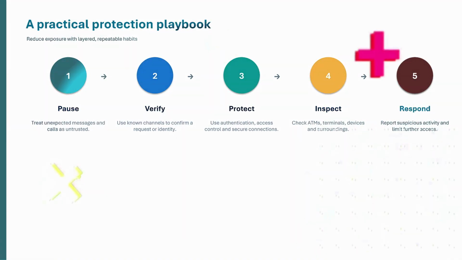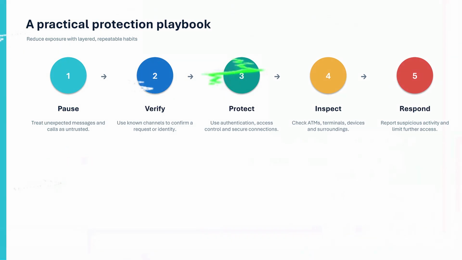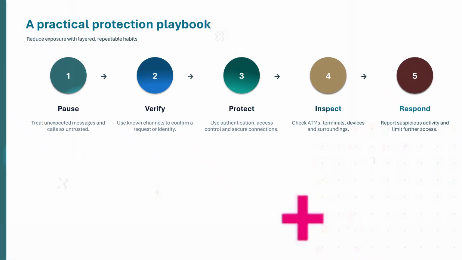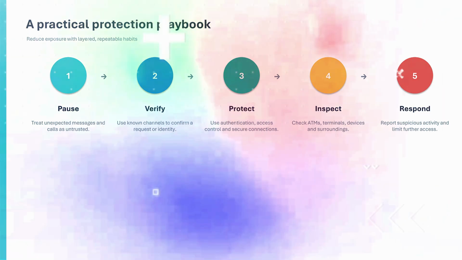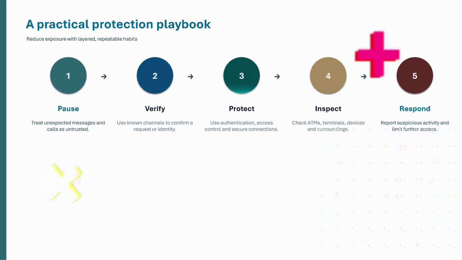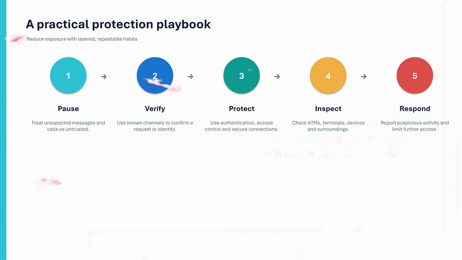To defend against these threats, adopt 5 daily habits. Pause, verify, protect, inspect, and respond. Pause before acting on urgent requests. Verify changes through a trusted channel. Protect accounts with strong credentials. Inspect physical payment terminals and public environments. Respond quickly by reporting suspicious activity and locking down compromised access.